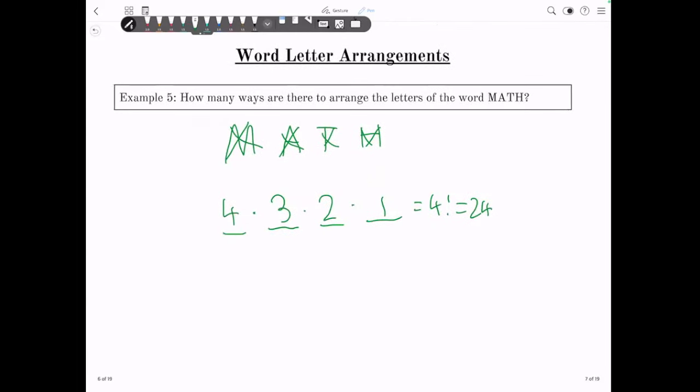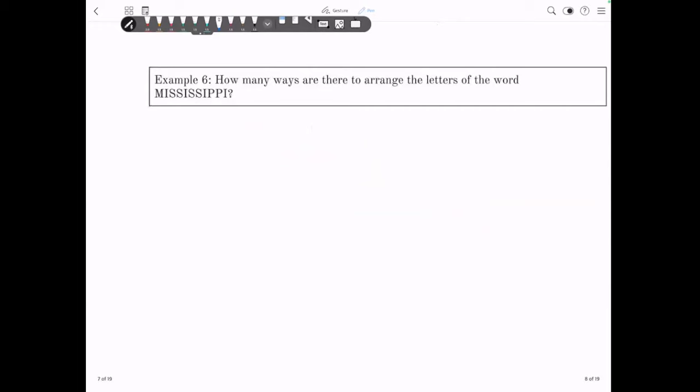Now let's try a slightly harder example. How many ways are there to arrange the letters of the word Mississippi? So Mississippi has 1, 2, 3, 4, 5, 6, 7, 8, 9, 10, 11 letters. So we have 11 factorial ways to arrange them. But then you might notice that they have multiple repeat letters. So let's write them out in a fashion where we can see the duplicates: M, I, S, S, I, S, S, I, P, P, I. So as you can see, there are four I's, four S's, and two P's.